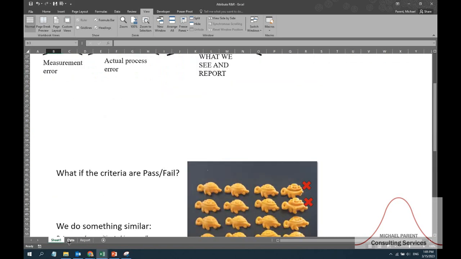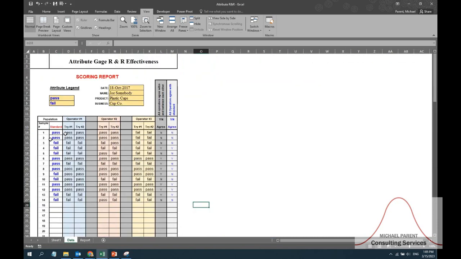So again, if we go to the data tab now, what we have before we had this kind of measurement, what was part 1, what was part 2, what was part 3 with actual measurements. In this case, we have the parts over here, call them samples in this data. And let's say we were looking at plastic cups, some red plastic cups. And the master came in and they said, this is the standard. Part 1 is passing, part 2 is passing, part 3 through 5 is failing, etc., etc. That's the standard. That is the known correct answer.